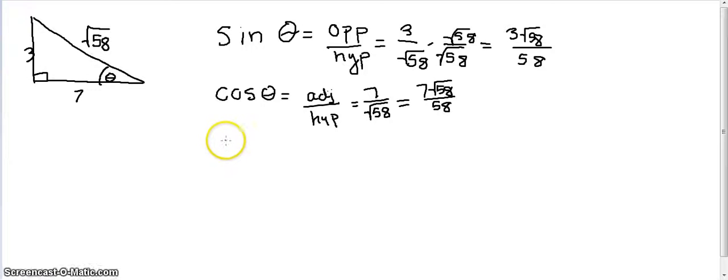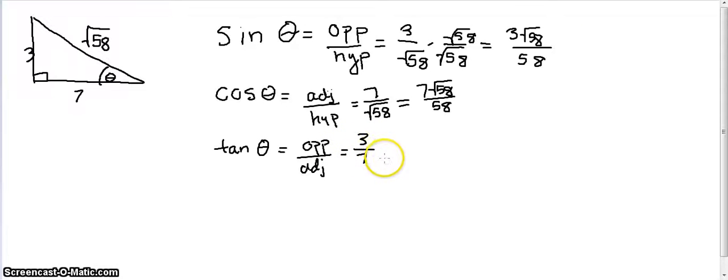Let's do tangent now. So tangent of theta is equal to opposite over adjacent. We've already said the opposite side is going to be 3. The adjacent side is going to be 7, and we don't have to worry about cleaning that up because that's really pretty. So let's go do cosecant now.